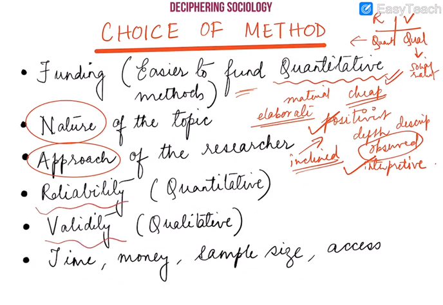The next factor would be time, money, sample size and access. If I have less time, I might prefer a quantitative method. If I have less money, I might prefer a quantitative method. Similarly, for sample size, I might prefer another method which we will be studying subsequently. And if I don't have access, then also the method will differ.